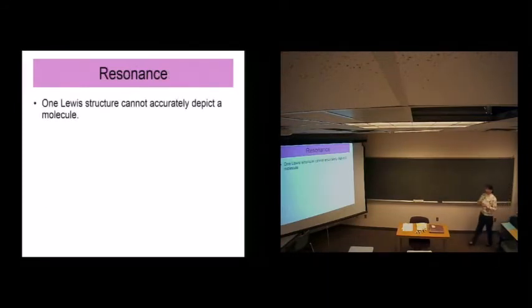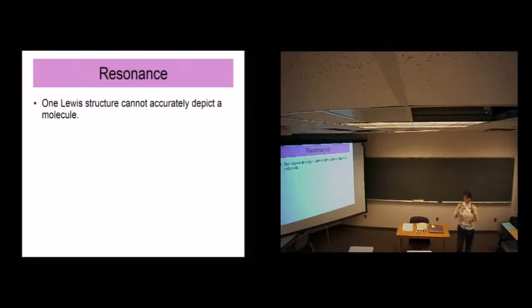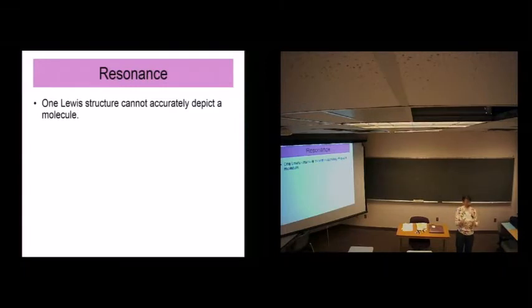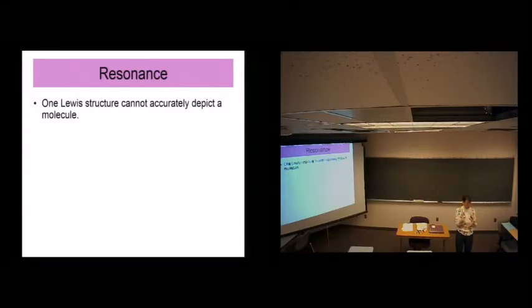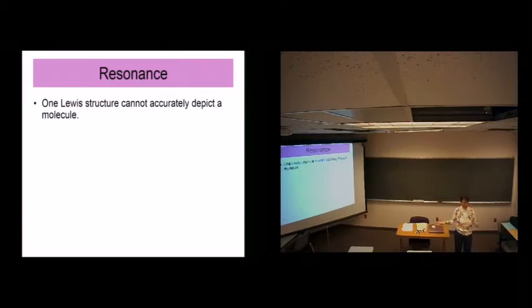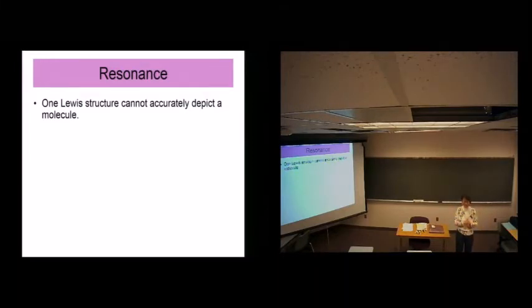Well, I have a molecule, and I'm trying to draw the Lewis structure to represent that molecule. A Lewis structure is just a model. But one Lewis structure doesn't quite capture what the molecule really looks like. So what I have to do is draw 3 or 2 or however many Lewis structures I need to represent what that complete molecule really looks like.